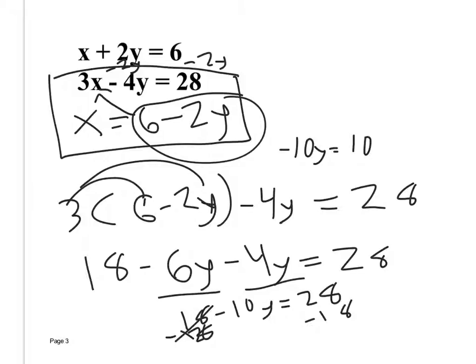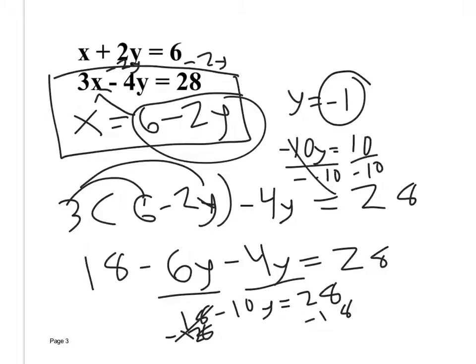Positive 10. Divide by negative 10. Y is what? Negative 1. Y is negative 1. So now I've solved for one of the variables, I have to solve for the other, and I do that by substitution. So I take this and plug it into one of the original equations, which I'm going to plug into the top one.